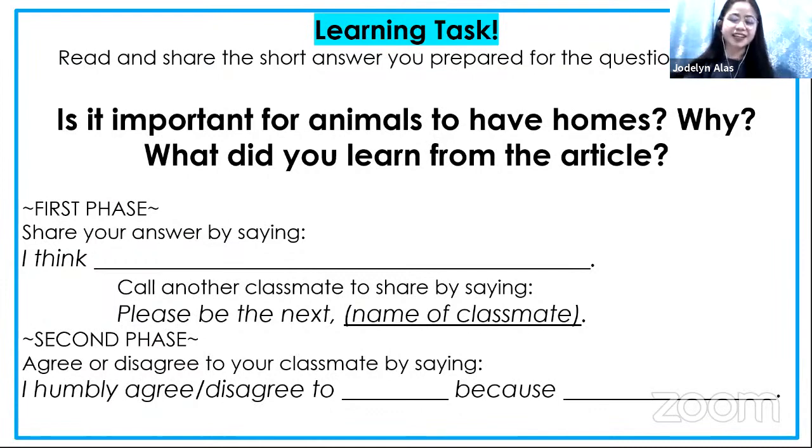May you please call somebody else? Anak, say please be the next. Please be the next. Sir Armando. I humbly agree to Ma'am Malaya, because animals really need homes for them to survive and for them to be safe. Thank you, ma'am. May you please call somebody, anak? I call Sir Nimor. Yes, Nimor.